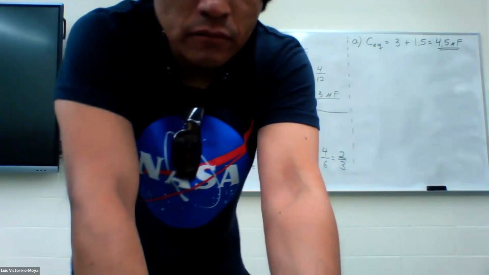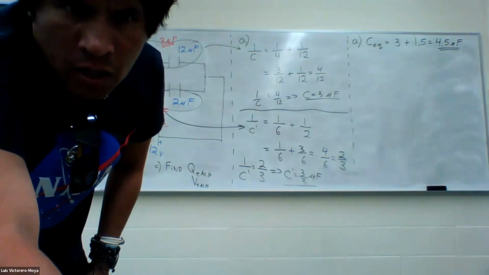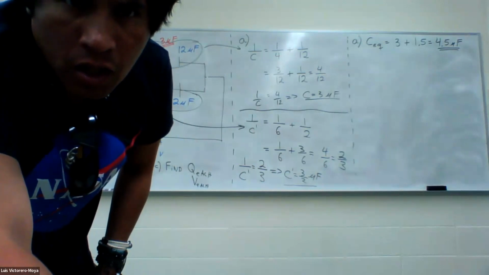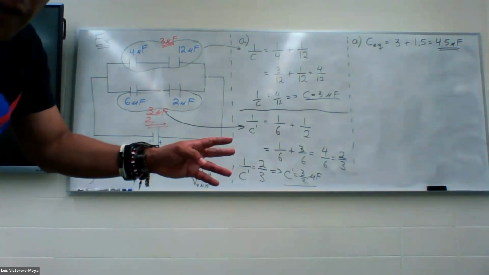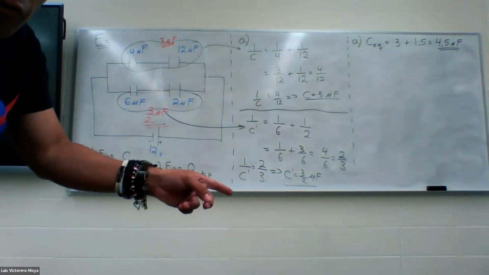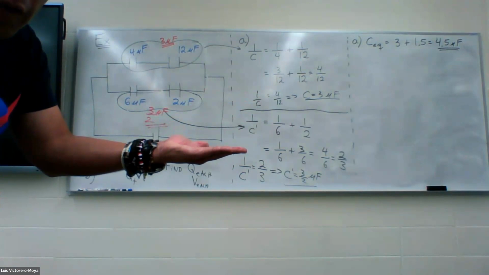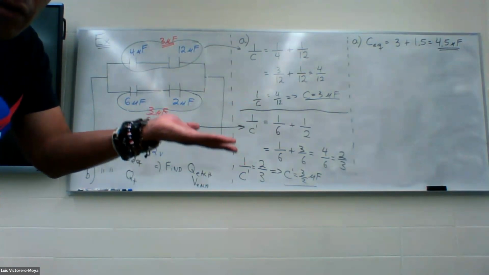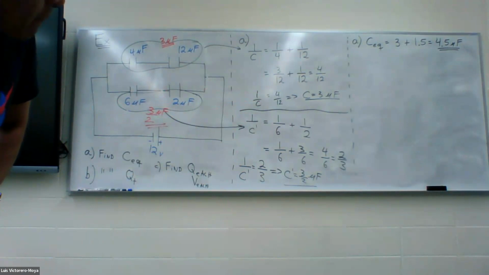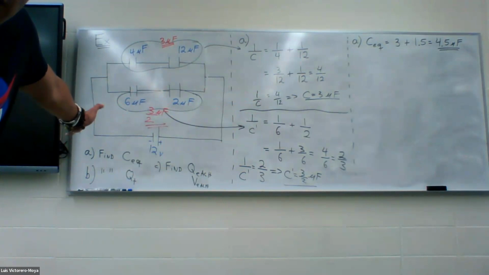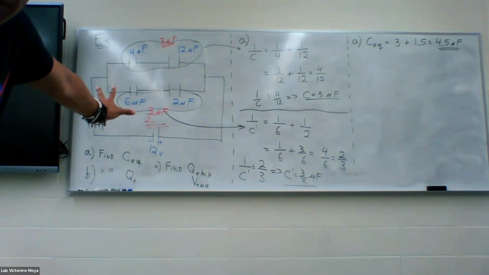Okay. So what I was saying was the answer for part A will be combining 3 over 3.5. That will give you 4.5 microfarads. All right, that's part A. Now I can also do part B. Part B is asking me to find the charge on this circuit.